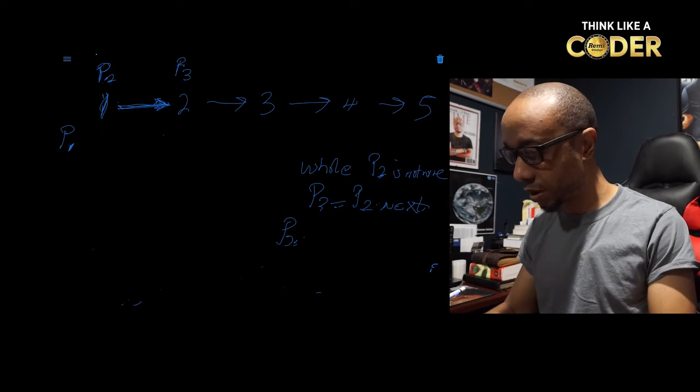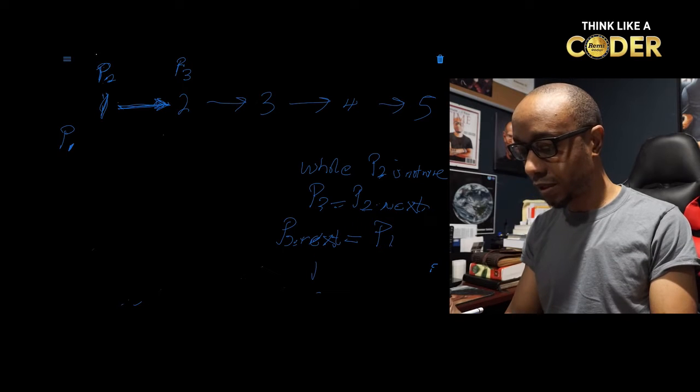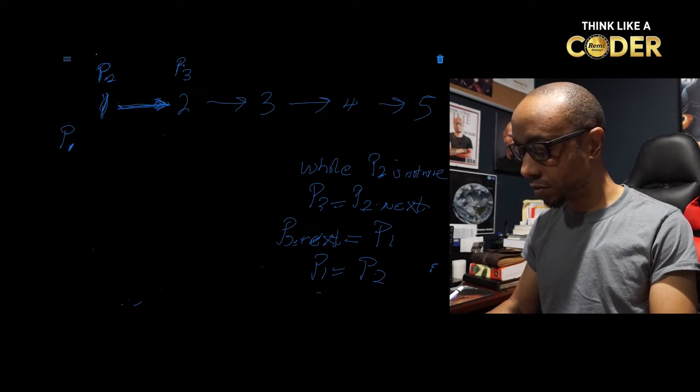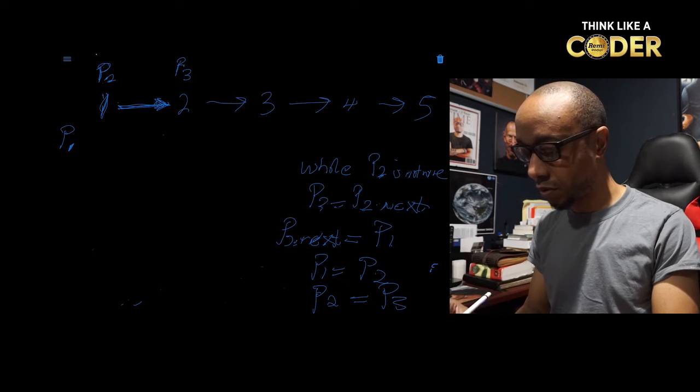So this pointer is represented by p2.next is equal to p1. Then once we do that, we will make p1 equal to p2 and p2 equal to p3. Now conceptually at the high level it's kind of tricky to understand this, but I'm going to walk you through and you'll see what this means in a second.